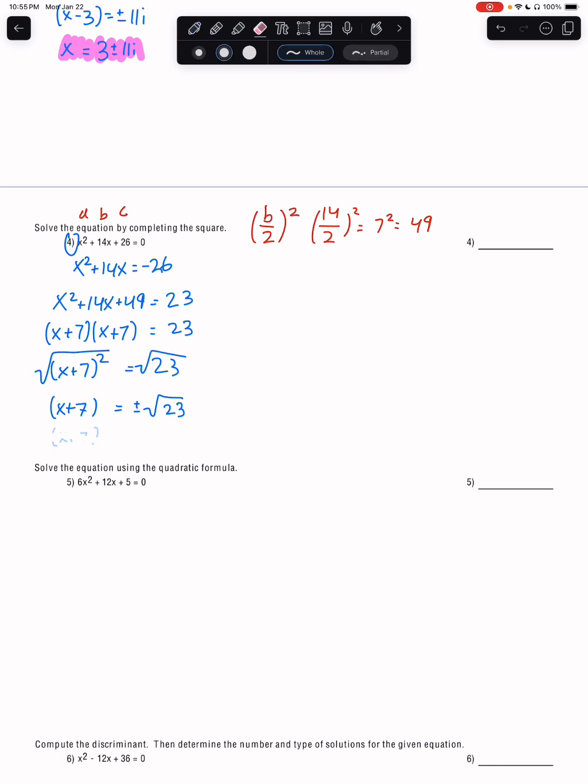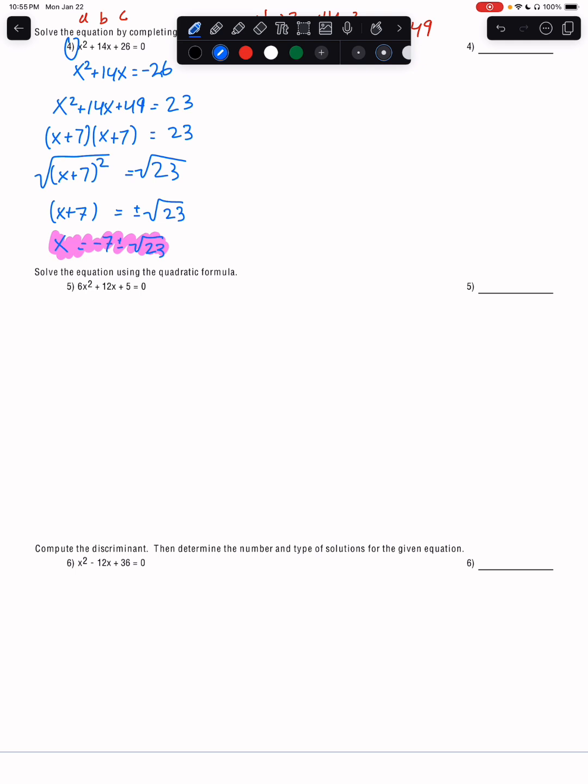Actually, no, not simplifying. We're just going to move the 7 to the other side because we can't take the square root of 23 and we can't really simplify it. We get -7 plus or minus the square root of 23. And though this answer is messy, it logically makes sense, and it's our final answer.